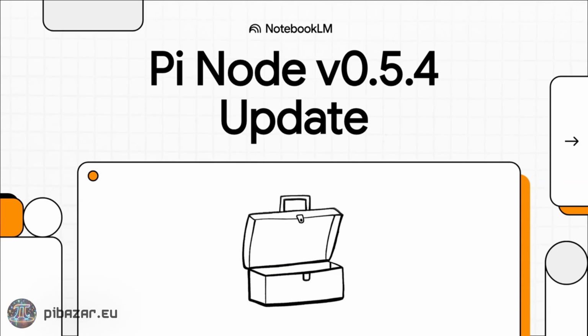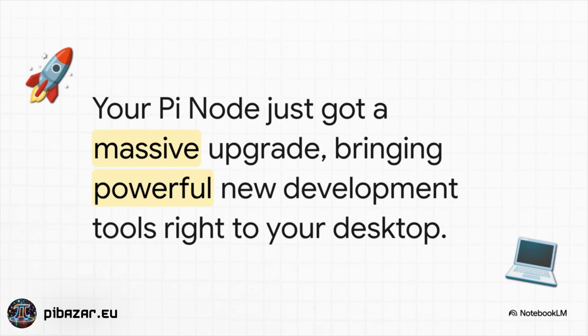All right, if you're running a Pi node, you're going to want to listen up. A pretty significant update just dropped, and we're here to break it all down for you. We're talking about version 0.5.4 and its biggest new feature, the App Studio. And yeah, when I say massive, I really mean it. This isn't just some minor patch. It's a fundamental shift that brings some incredibly powerful new tools right to your desktop. And it all starts by making the network itself way more reliable.